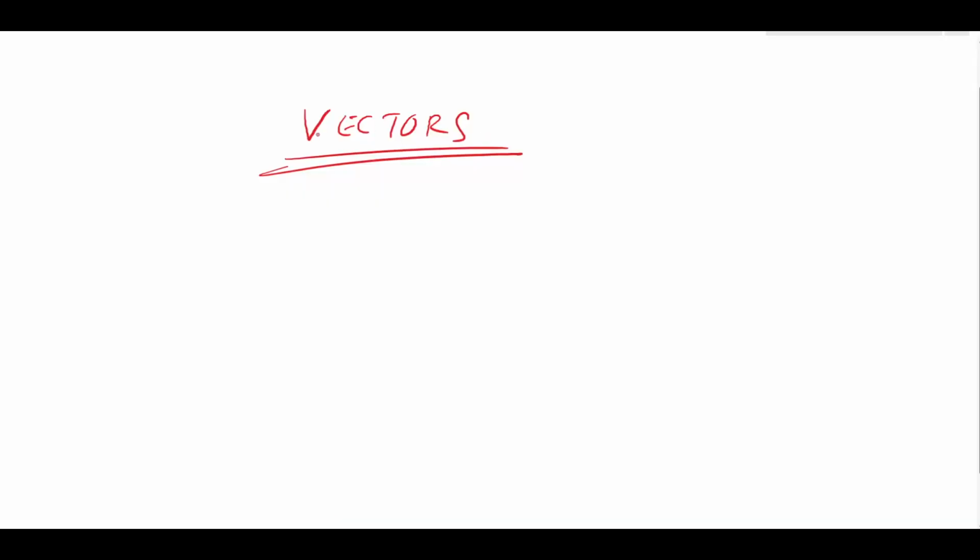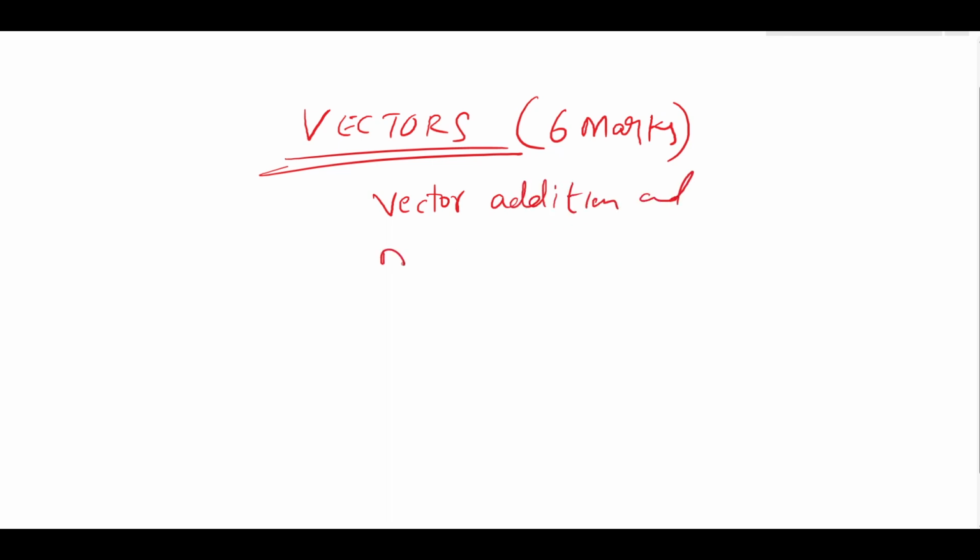This is one more important chapter for Eamcet: Vectors. This is 6 marks weightage in Eamcet. Both vector addition and multiplication of vectors. Multiplication of vectors is one of the most important, easiest chapters for Eamcet exams.